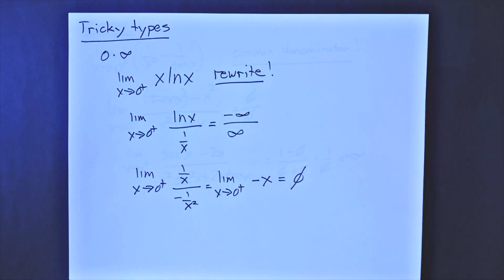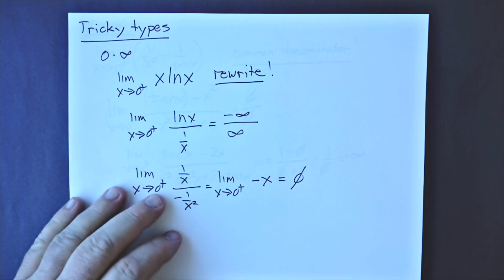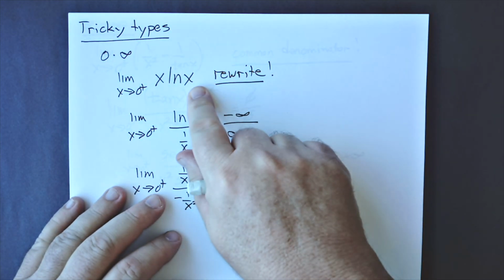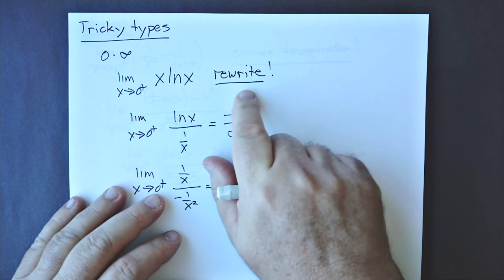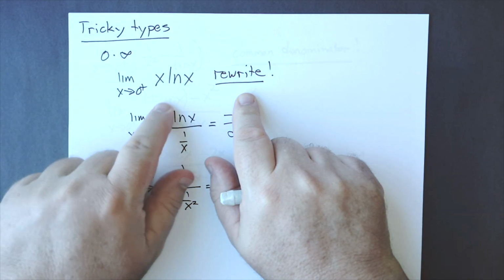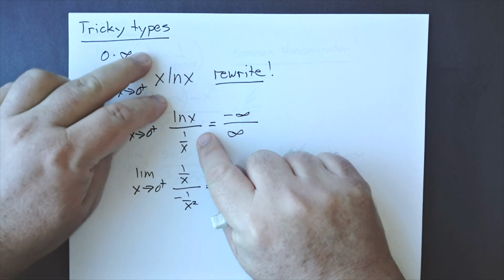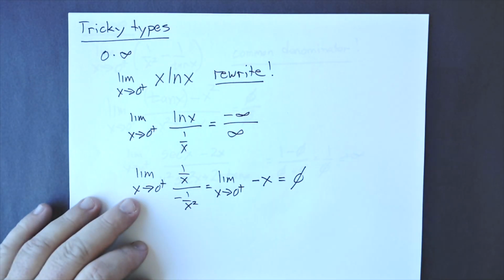And then more tricky ones are when we get these other kinds here. So let's look at a 0 times infinity. So here we have x ln x. We need to rewrite this, right? Because we can't use L'Hopital's rule in this form. So in this case, I'm going to write this as ln x over 1 over x. I'm going to take the reciprocal of x there.